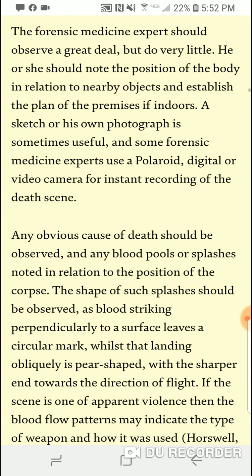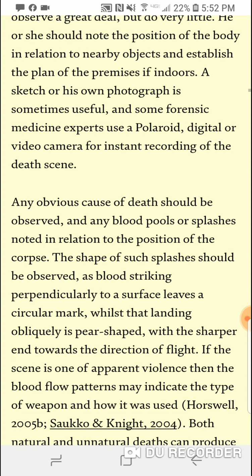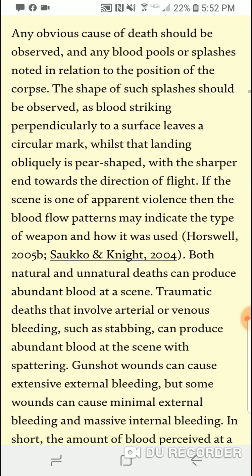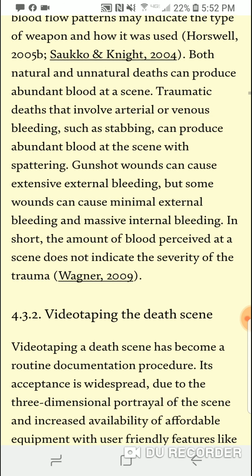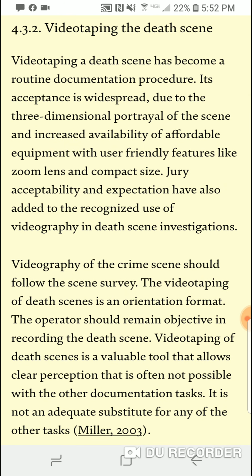It says they should observe a great deal but do very little. That's for the forensic medicine expert. He or she should note the position of the body in relation to nearby objects and establish the plan of the premises if indoors. A sketch or his own photograph is sometimes useful, and some forensic medicine experts use a Polaroid, digital, or video camera for instant recording of the death scene. Any obvious cause of death should be observed, and any blood pools or splashes noted in relation to the position of the corpse. Goes on here talking about gunshot, videotaping the death scene.